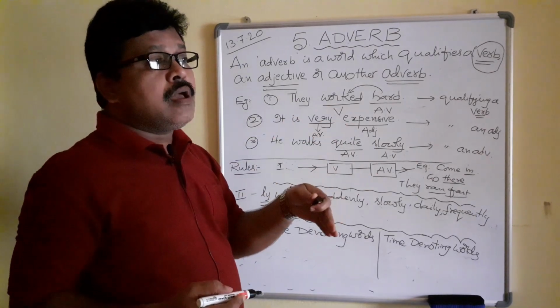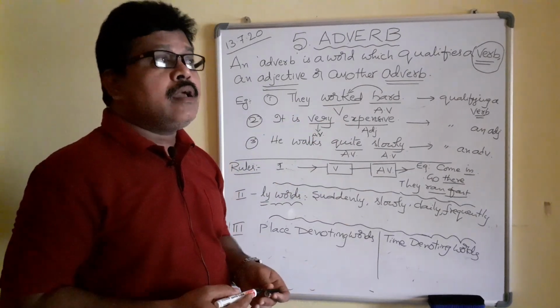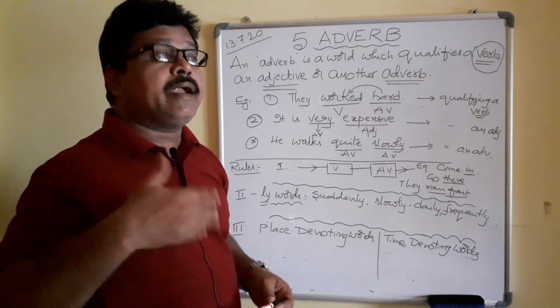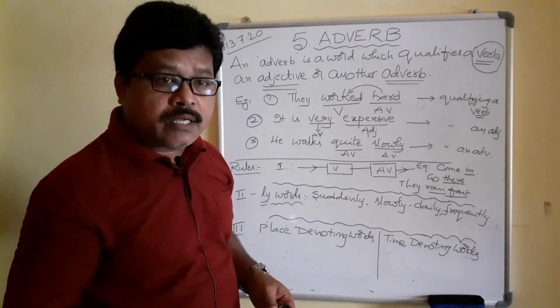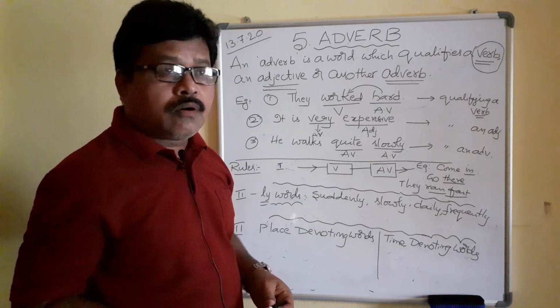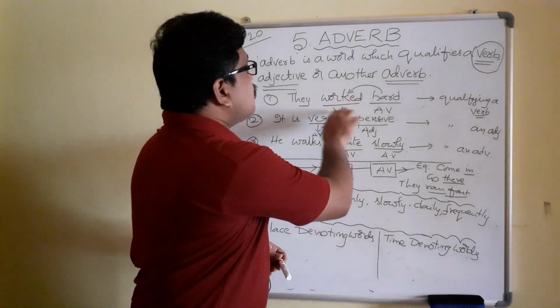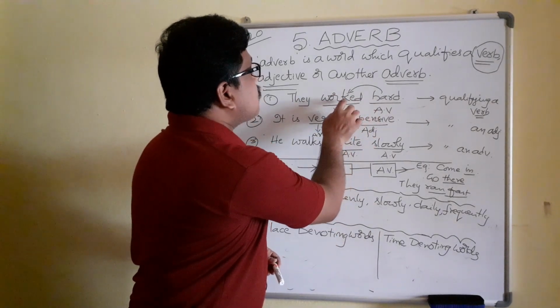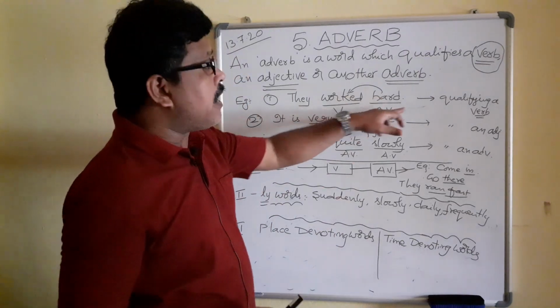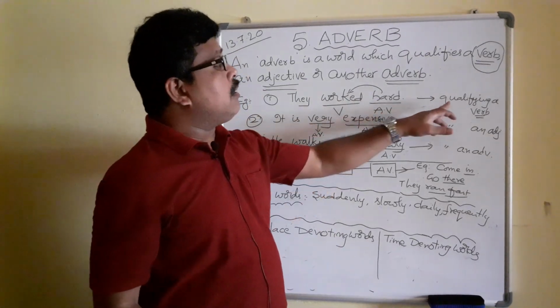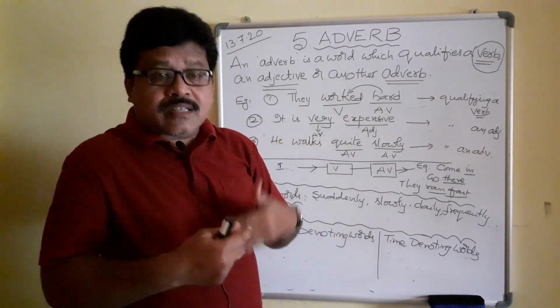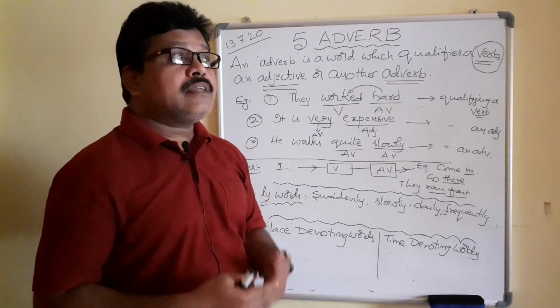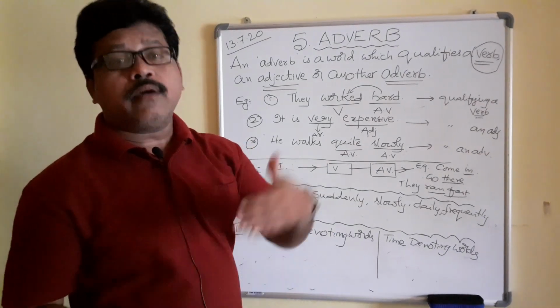For example, he played. How did he play? He played nicely. He played well. He played slowly. He played fast. In this way, this word is qualifying this verb. That's why this is called adverb. Here it qualifies a verb. It describes a verb. It is adding something to the meaning of a verb.